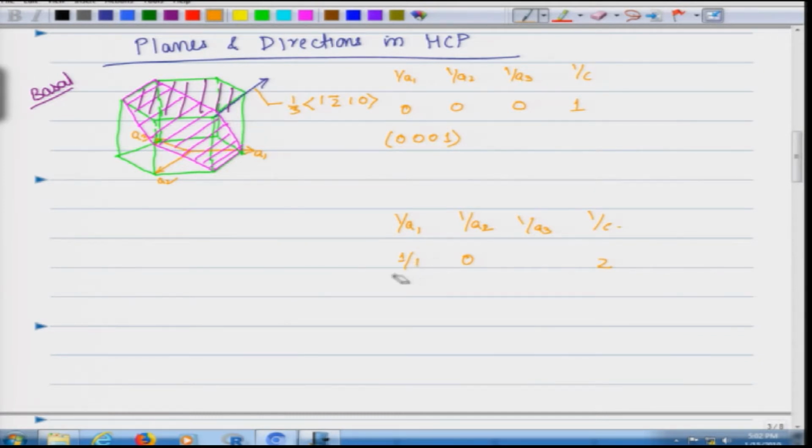And since we already have 2 of these, so 1 and 0, the third one has to be such that the sum becomes 0. Therefore, this will become 1 0 1 bar 2, and therefore, the plane that we are talking about is nothing but 1 0 bar 1 2. This is the pink plane. And this is the maroon plane.